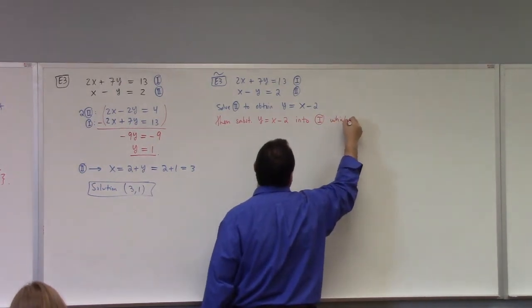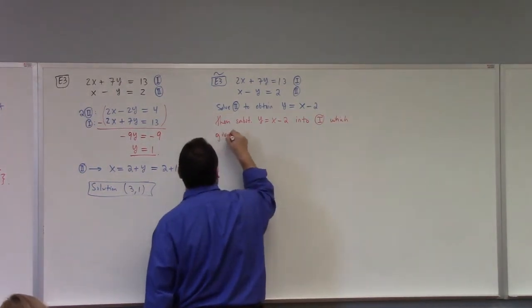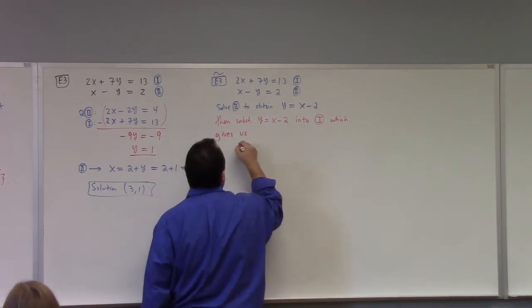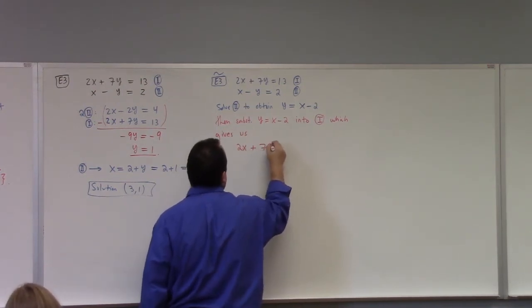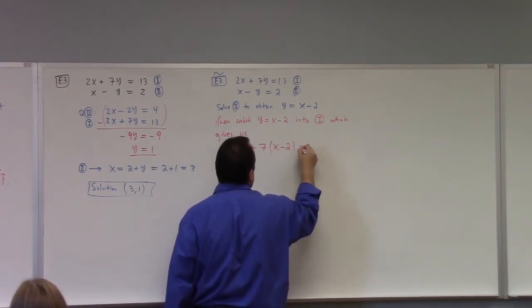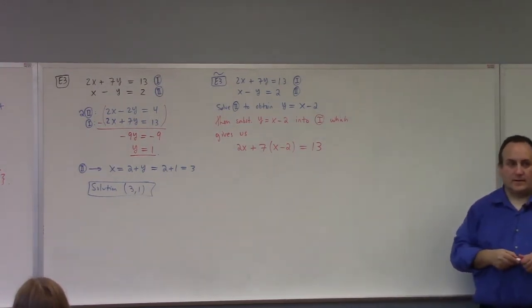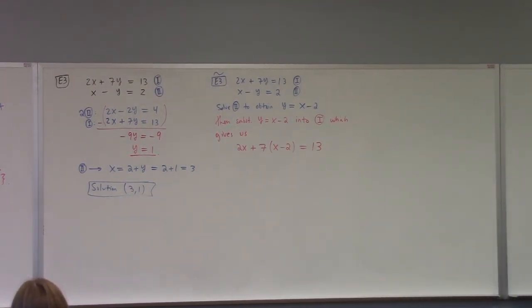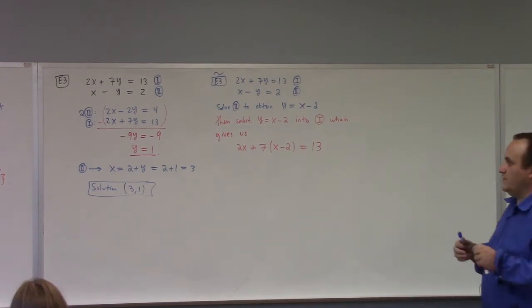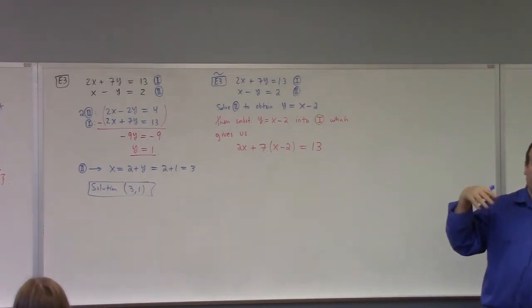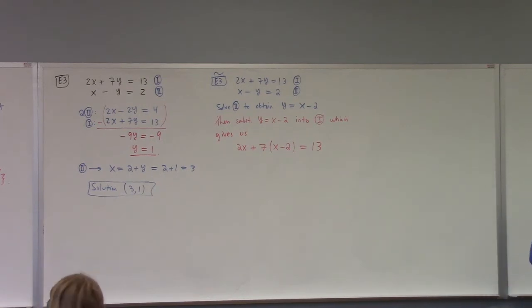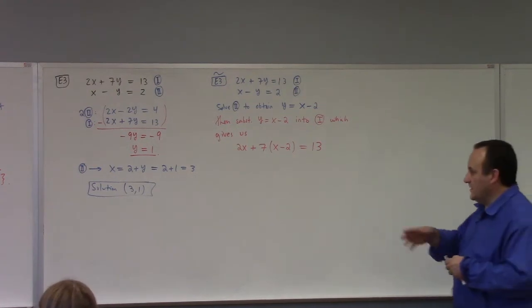which gives us 2x plus 7 times x minus 2 equals 13, right? And then what? Then we work that out. So both the method of substitution and the method of elimination, the name of the game here is to reduce the number of variables, right? We want to go from 2 variables back to 1 variable, because once we're down to 1 variable, we can solve that. It's not a big deal. Like, we just multiply it out, right?